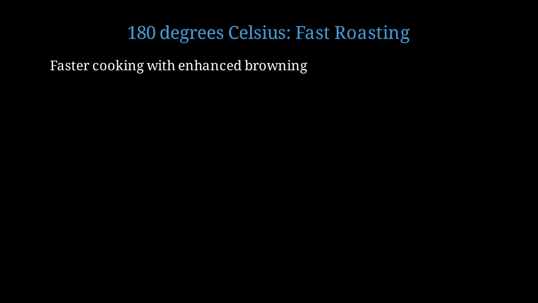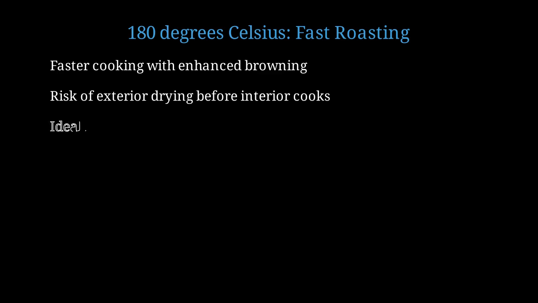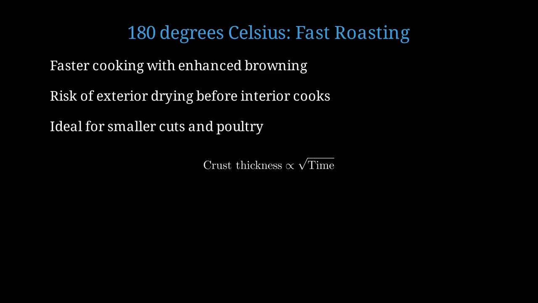The Maillard reactions accelerate significantly. There's a risk that the exterior dries out before the interior cooks properly, especially with thick cuts. This temperature is ideal for smaller cuts and poultry, where the ratio of surface area to volume is higher. The thickness of the crust is proportional to the square root of cooking time. Longer cooking creates a thicker, darker crust.